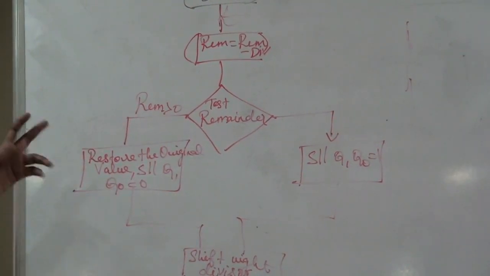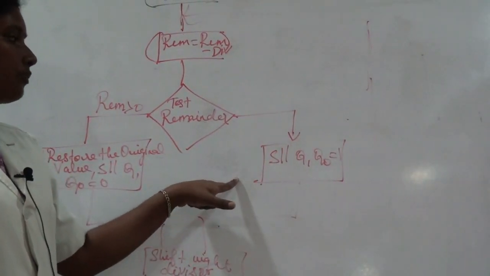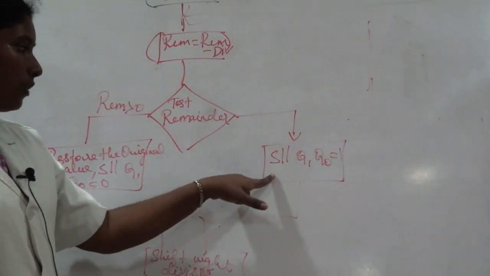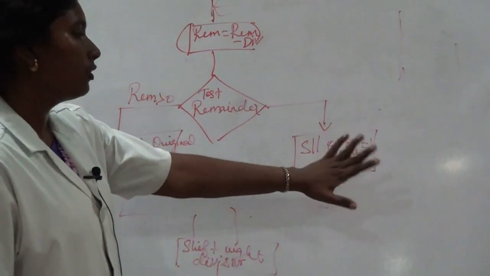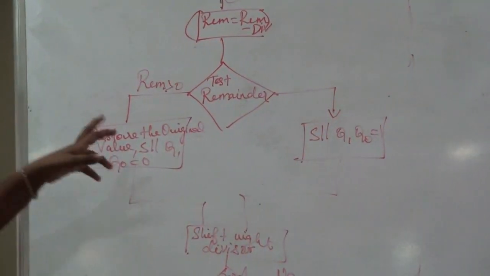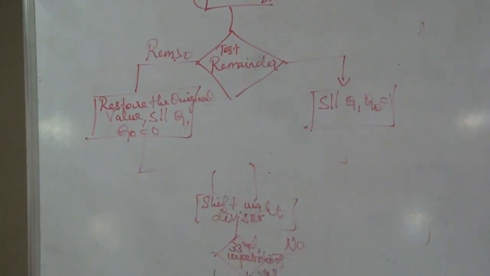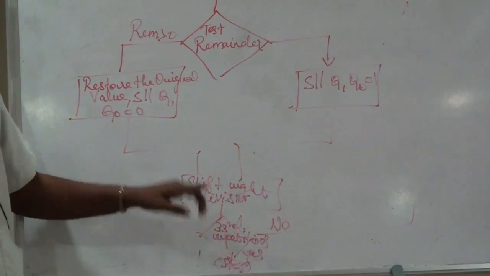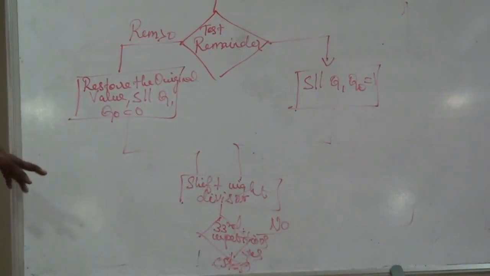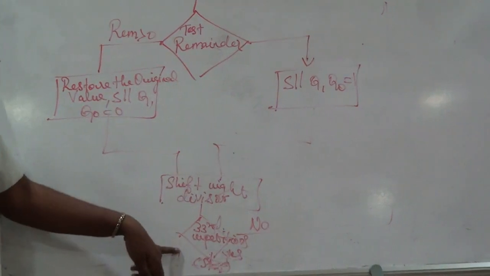Otherwise, if the remainder bit is less than 0, you have to perform the following operation. Perform shift left logical in the quotient register, set Q naught equal to 1, then perform the shift right divisor by 1 bit. Next you have to perform 33 repetitions. Up to 33 repetitions we have to perform the division algorithm. Next we have to stop the process.